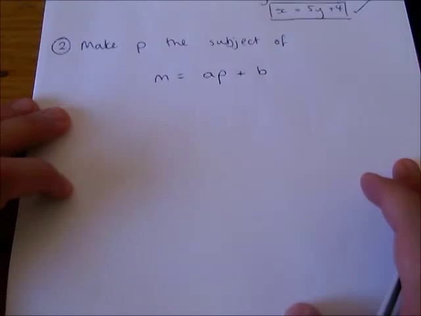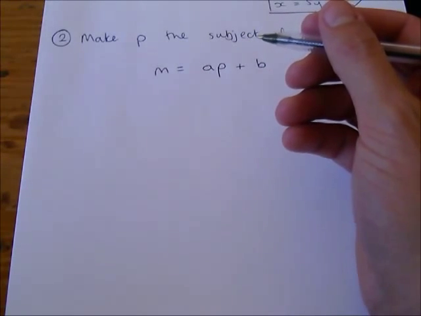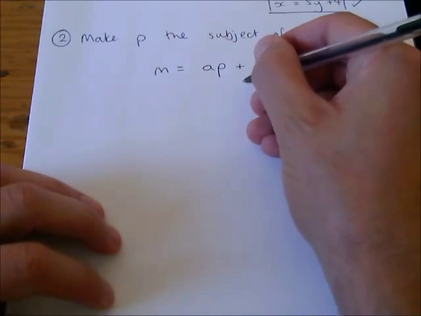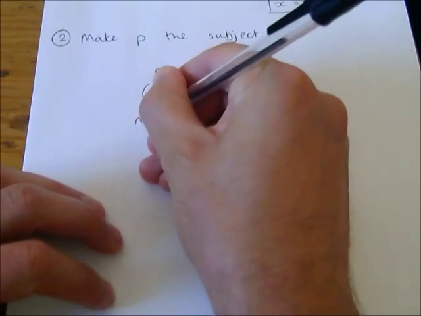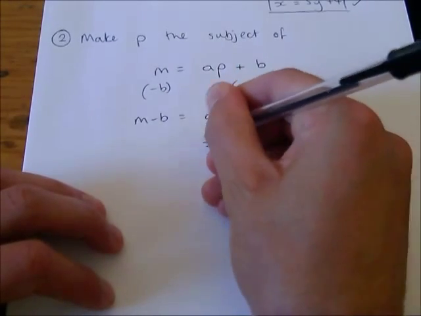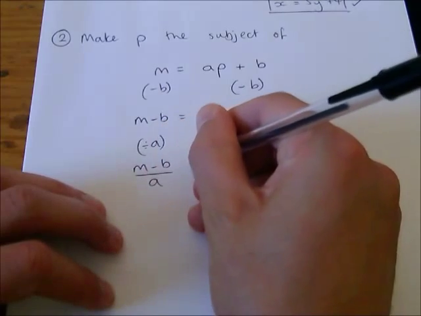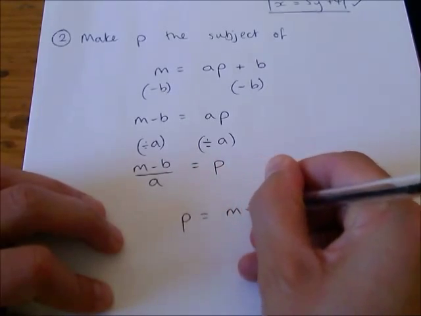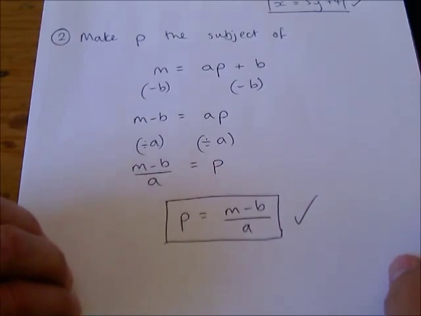Okay, this question here can't be done using a number machine very easily. I mean, I suppose you might be able to do it. Better to try to use balancing here. So we're going to take away b, and then we're going to divide by a, so your answer should have been m minus b over a.